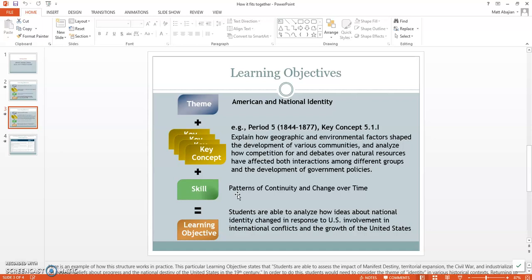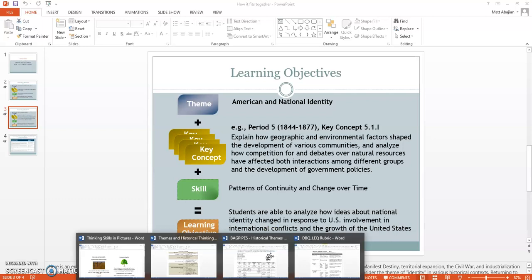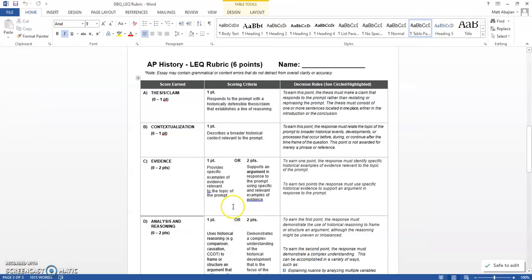So let's jump in. How is this going to impact your writing and understanding of history? Here's what we're going to start with. This is also in your pink packet: your rubric for your long essay. I'm going to show you how the writing rubric that controls how the College Board is going to score your essays is tied into your historical thinking skills. So let's take a look first.